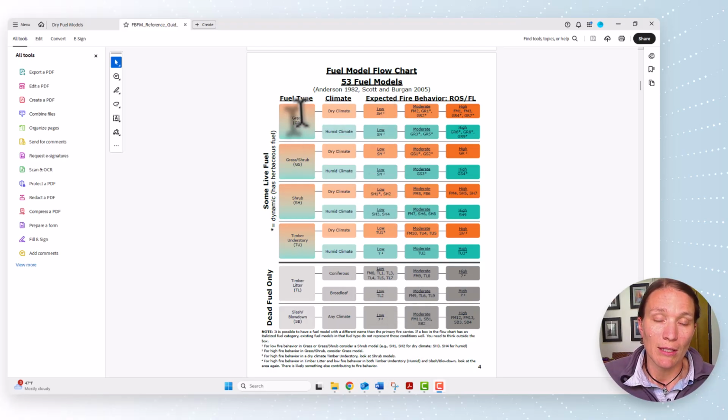So let's say we have a grass fuel model. It's a dry climate. We expect moderate fire behavior. These three fuel models are where I might start my exploration. Not end here, but this is going to help me narrow down the beginning of my search for my fuel models. If I'm thinking that it's between moderate and high, I might include all of these different fuel models in those two categories as options as I continue my fuel model selection process.